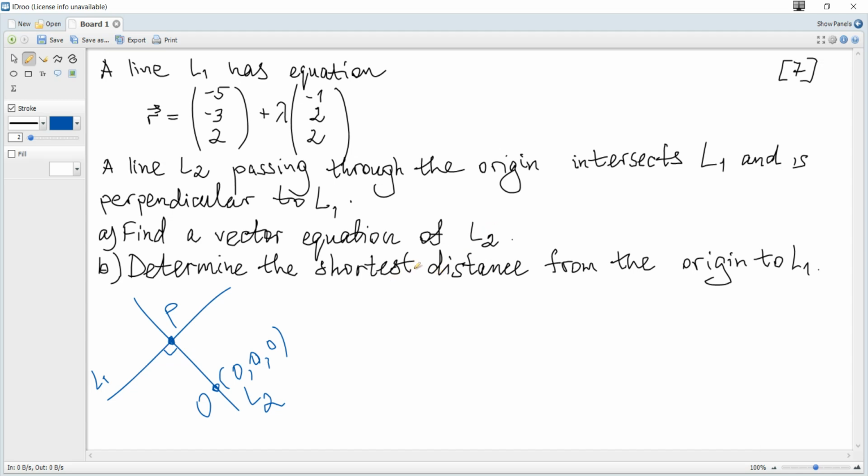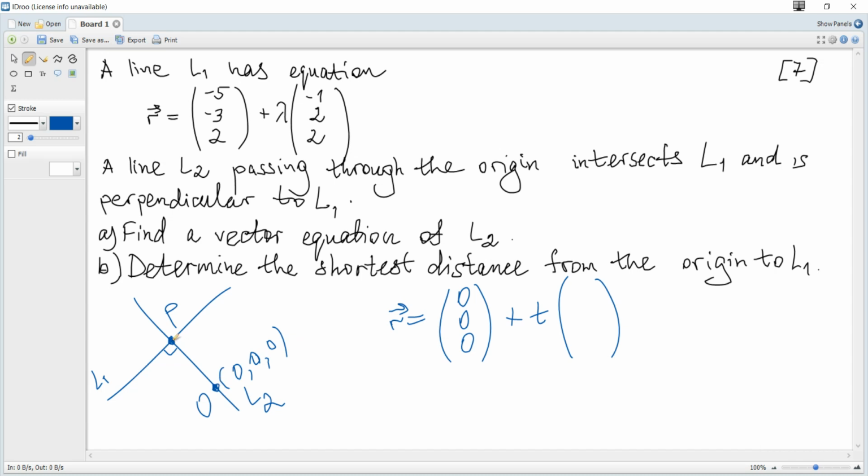And what is a vector equation? We need a position vector of any point on the line L2. It may be origin 0, 0, 0 plus some parameter and direction vector of the line L2, and we need to actually find the direction vector of the line L2. And how to find it?